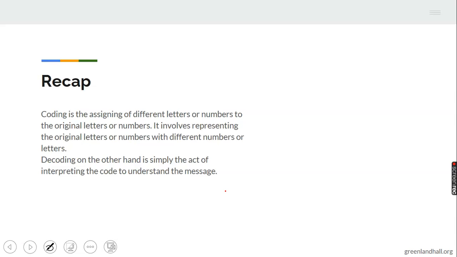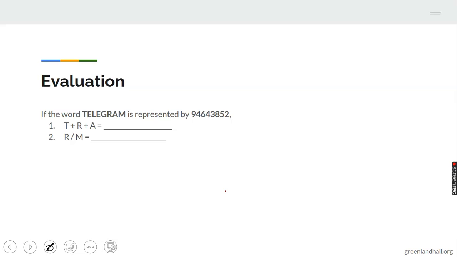So we have seen what coding and decoding is. People code a message to hide it, and somebody decodes the message to reveal the meaning. Okay? So attempt this as well and send to my email.